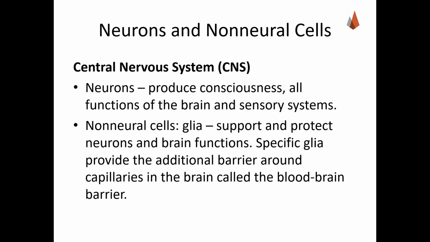We have different glia that provide an additional barrier around the capillaries in the brain called the blood-brain barrier, which we're going to talk about. We have others that help to provide a myelin sheath around axons and speed neurotransmission. Others work like macrophages and pick up waste and dead tissue.